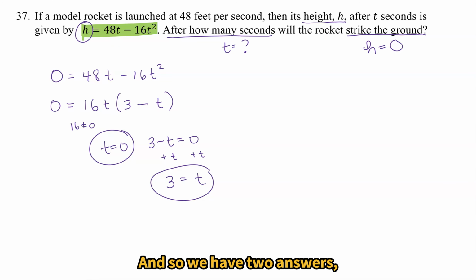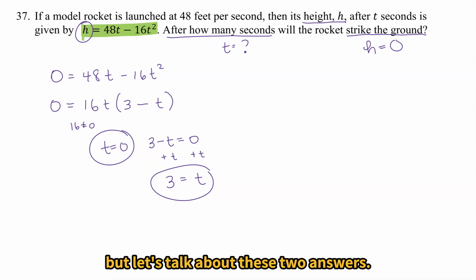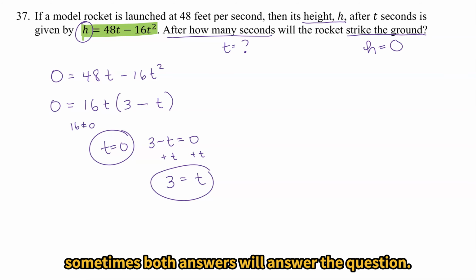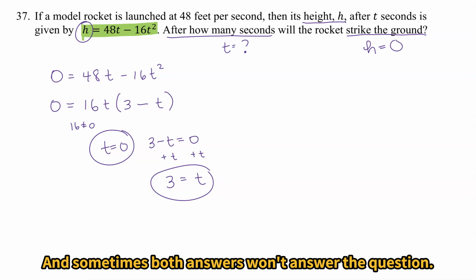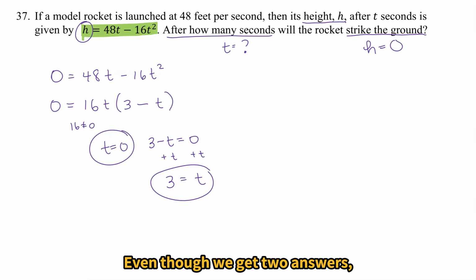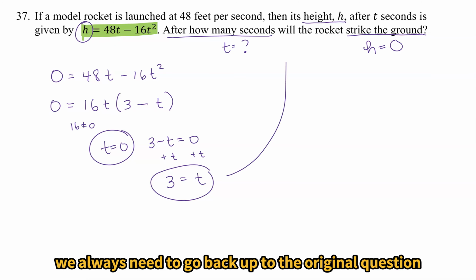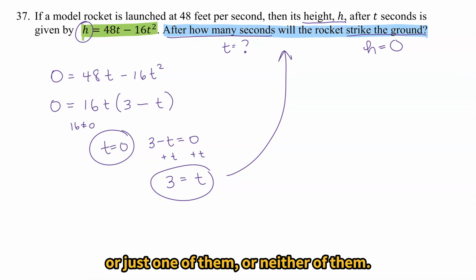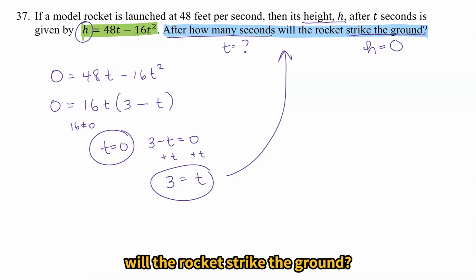And so we have two answers. But let's talk about these two answers. When we refer to a real-world situation like this model rocket launching, sometimes both answers will answer the question, and sometimes both answers won't answer the question. Even though we get two answers, we always need to go back up to the original question and figure out whether both of them work, or just one of them, or neither of them. After how many seconds will the rocket strike the ground?